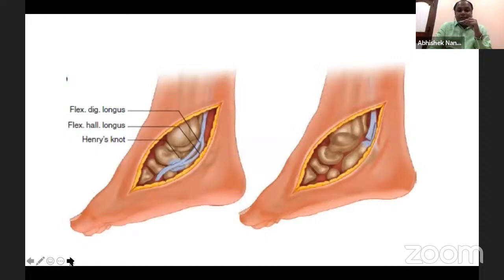So this is the Henry's knot. Now Henry's knot is one of the crucial structures which has to be released so that the flexor hallucis and flexor digitorum longus are fully released.